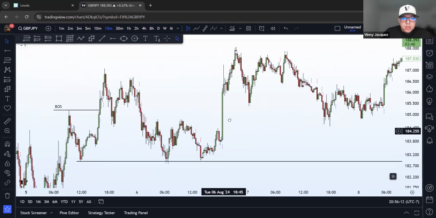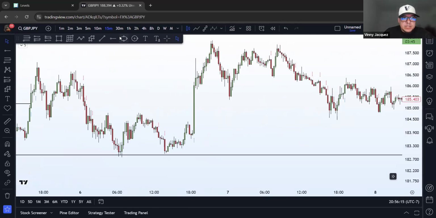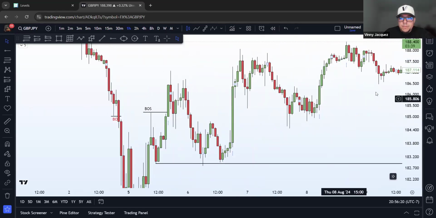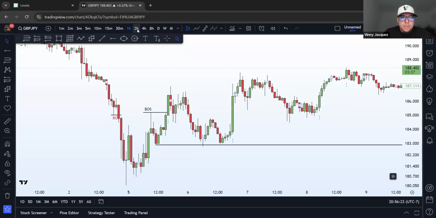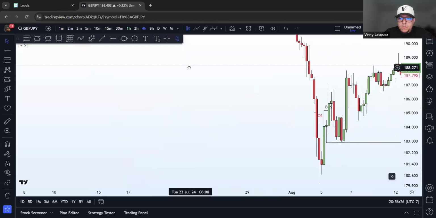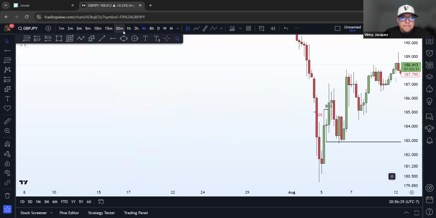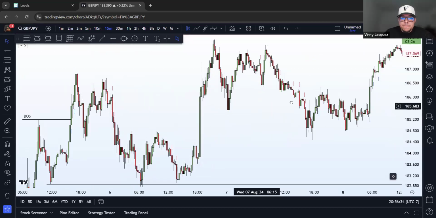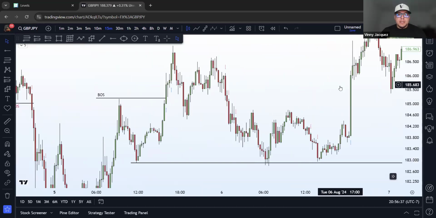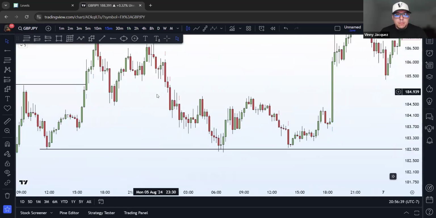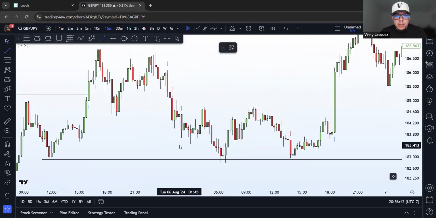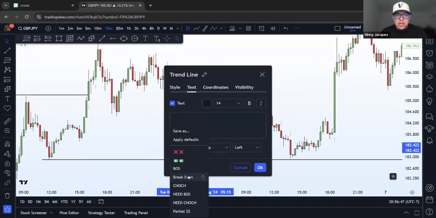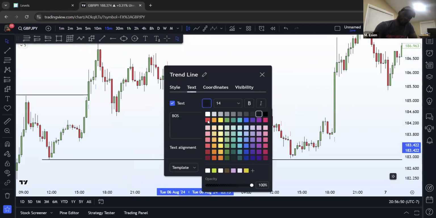Okay, cool. So let's take a look here. Let's actually go up to the 1 hour real quick. So looking at this, yes, we got stopped out. But as soon as we get stopped out, we should already be looking at the structure. Guys, do we have a break of structure to the downside? Yes, right? That's fire.